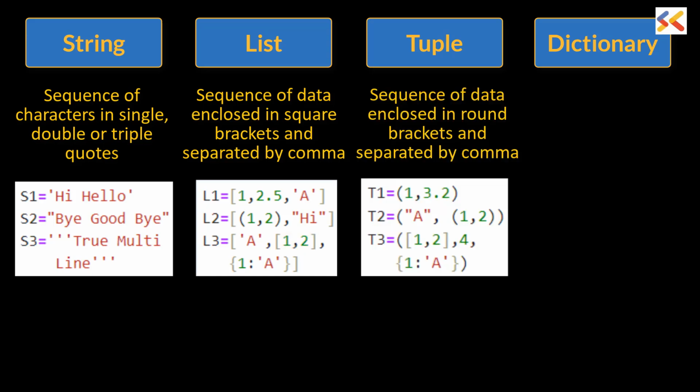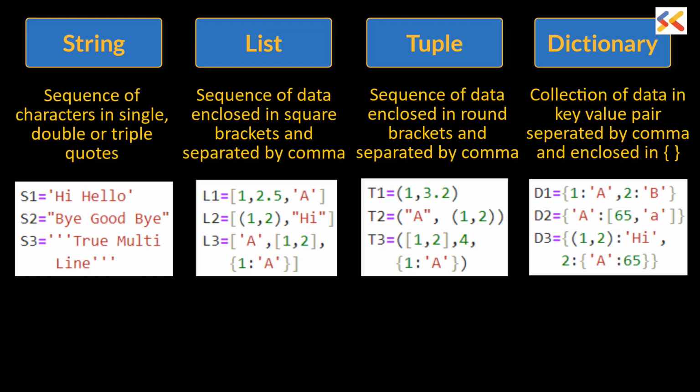Next is tuples. Tuple is very much similar to list. It is also a sequence of data separated by comma, but it is enclosed in round brackets. Here too, you can have integer, float, string, list, dictionary, or even a nested tuple inside a tuple. Next is dictionary. It is a collection of data in key value pairs separated by comma and enclosed in curly brackets. The key value pairs are separated by colon and each of these is called an item.